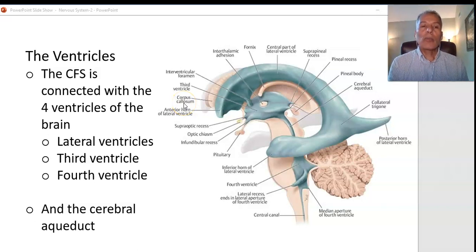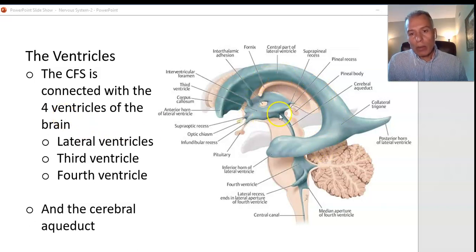I mentioned that the cerebrospinal fluid is connected with a system that has fluid inside of the nervous system, brain and spinal cord, and that is the ventricles, the chambers. So first, in every hemisphere, you have one ventricle, shaped like this, that has fluid. And this is the lateral ventricle. On the other side, you have another ventricle. So there are two lateral ventricles.